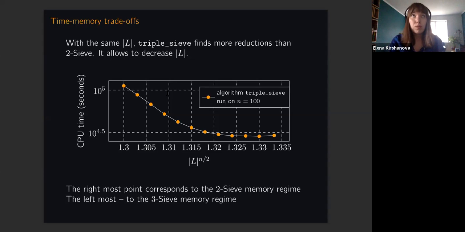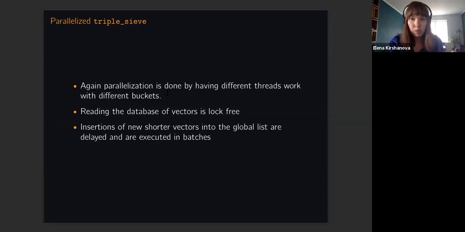Okay, so the parallelized triple sieve is again parallelized by dispatching the buckets. Again, reading is lock-free, and insertions are done in batches, but there is still a big difference between the triple sieve and the previous sieve, in the sense that in the way it treats the database, the list, it is more like a Gauss sieve than a Nguyen-Vidick sieve. It considers in the database the list, and a queue, which contains vectors that were reduced and are about to be inserted into the list, and so on and so forth.